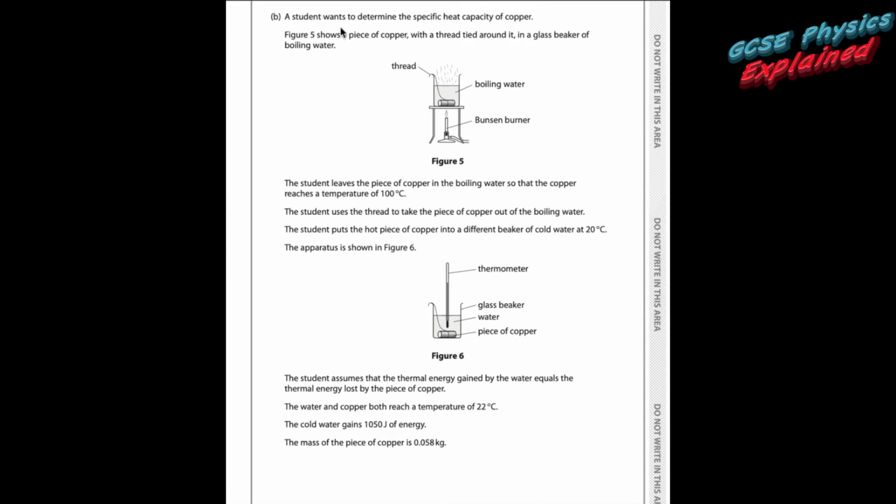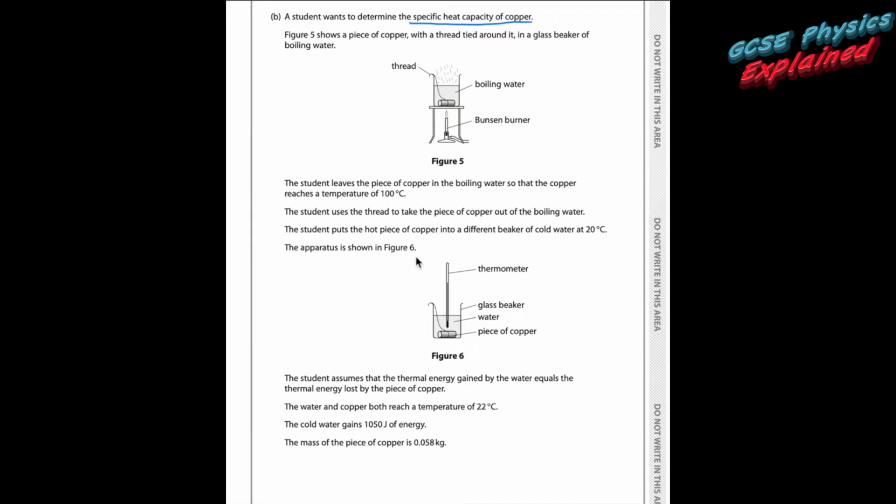Part B. A student wants to determine the specific heat capacity of copper. Figure 5 shows a piece of copper with a thread tied around it in a glass beaker of boiling water. The student leaves the piece of copper in the boiling water so that the copper reaches a temperature of 100 degrees C. The student uses the thread to take the piece of copper out of the boiling water.